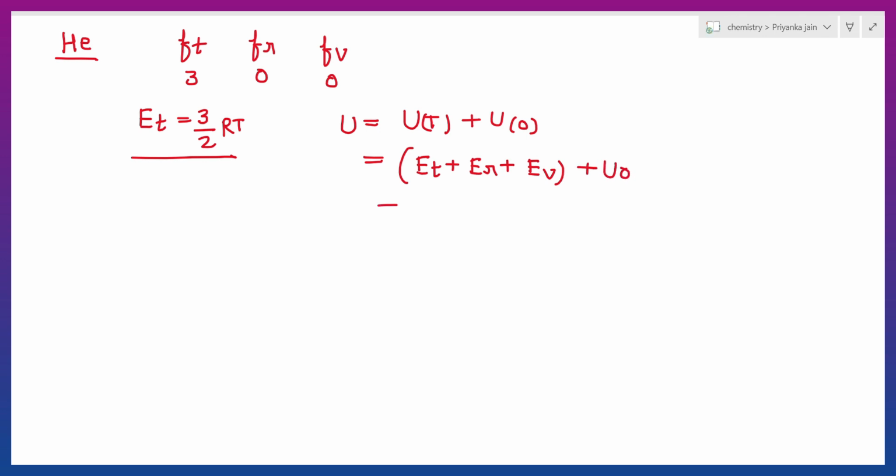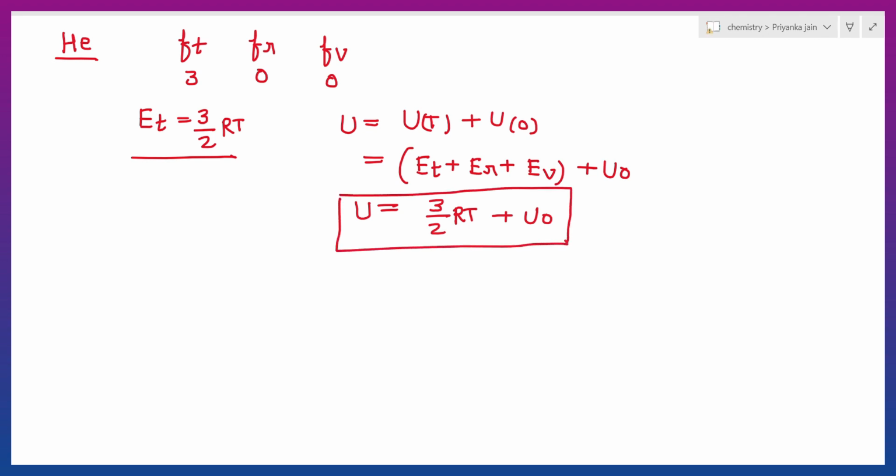Now you know that this value is equal to 3 by 2 RT, so you can put here 3 by 2 RT plus U naught. This is the value of internal energy in the case of helium. Suppose you have to find out the value of Cv. For this, what you have to do? You know Cv is equal to del U upon del T at constant V.